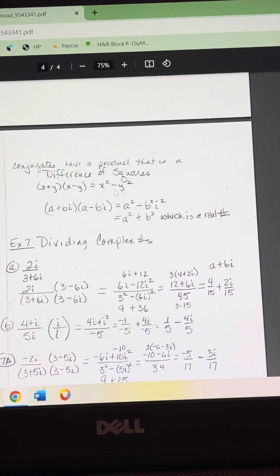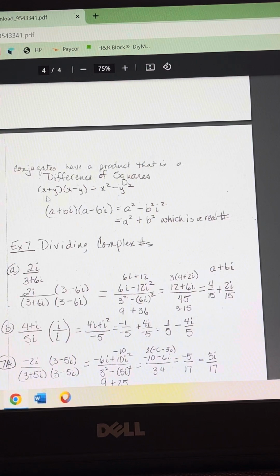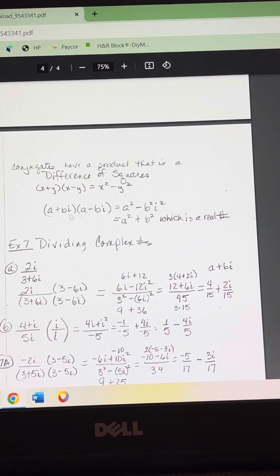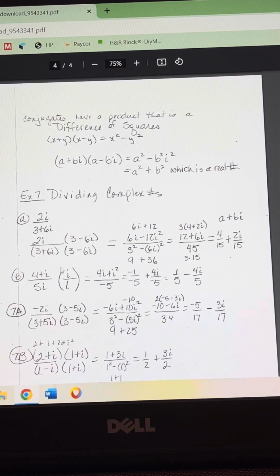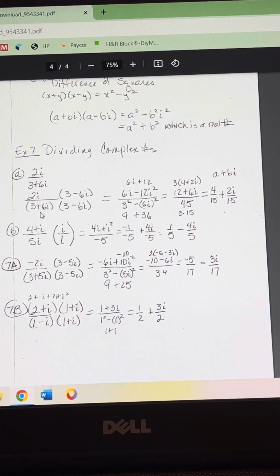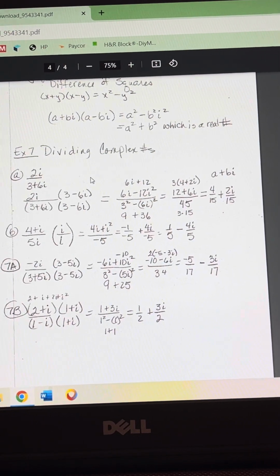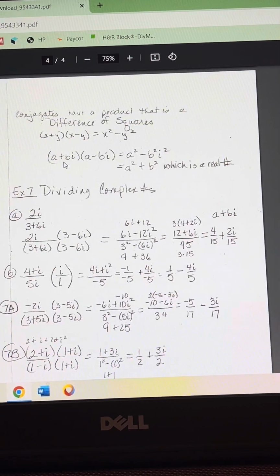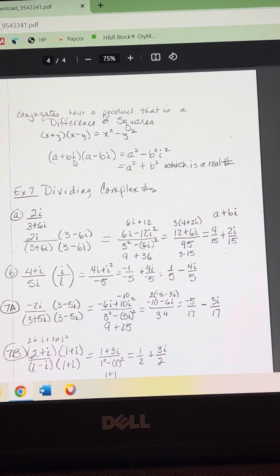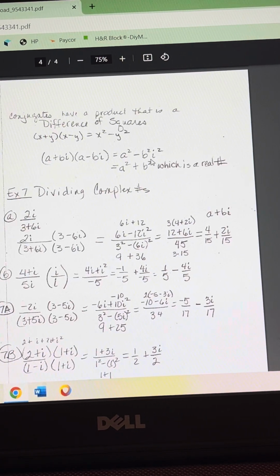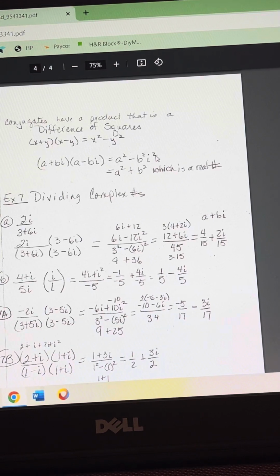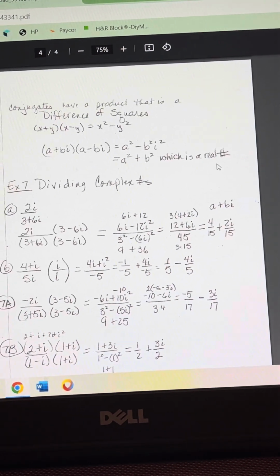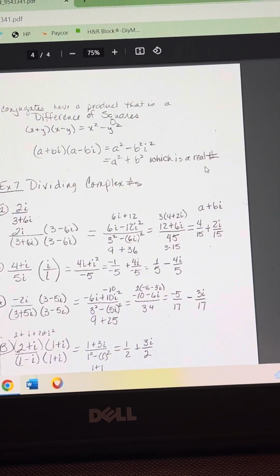Conjugates have a product that is a difference of squares. This is our conjugates pattern. That's important because I have to rationalize the denominator. I can't have an i in a denominator. Okay, so I have to use conjugates to help me. Knowing that a plus bi times a minus bi is going to give me that difference of squares. Ooh, but I have an i squared, which is negative 1, which makes it a squared plus b squared, which is a real number. No i.